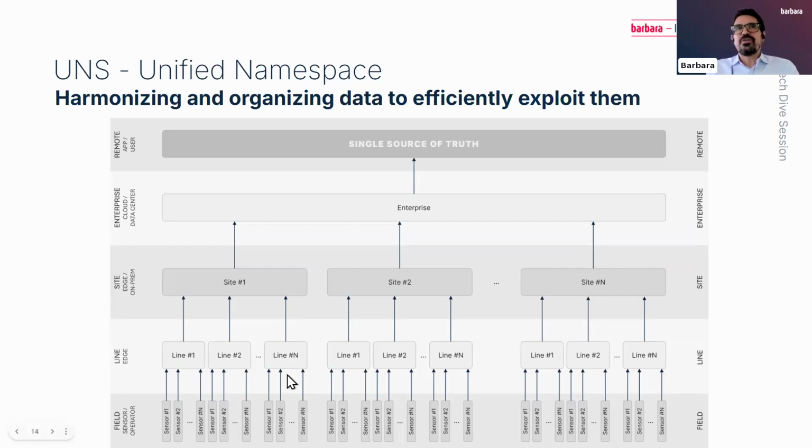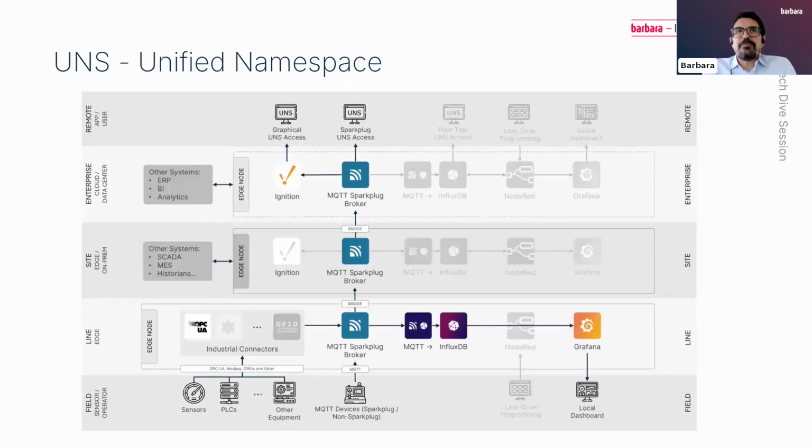Then all the edge nodes of the lines of a single site, of a single factory, will send all the information northbound to the next level, the site level. We will have another edge node located in every site. And finally, we will have the enterprise level where we will put a single edge node. It can normally be a big server getting all the information from all the lower levels, and there we normally implement the single source of truth. So this is an example of the architecture we can use for this kind of situation.